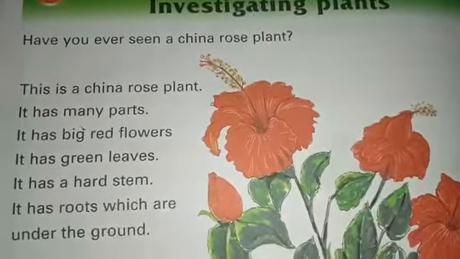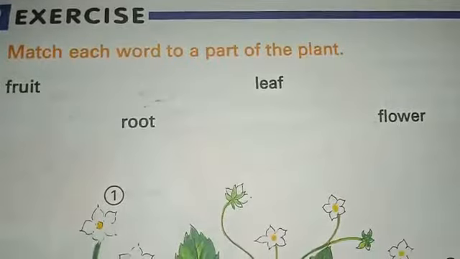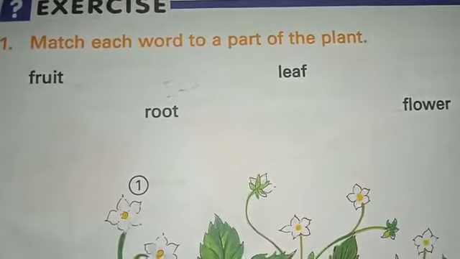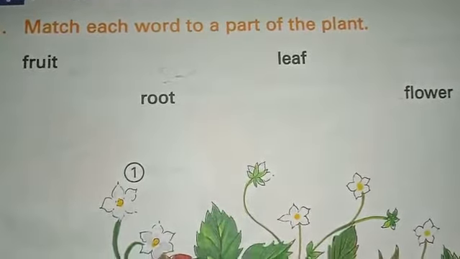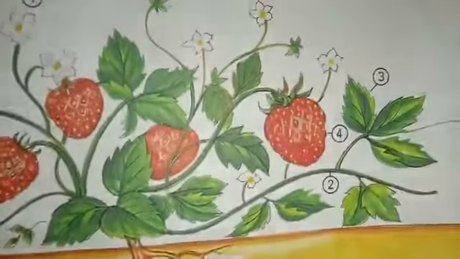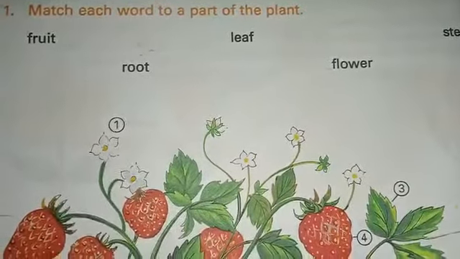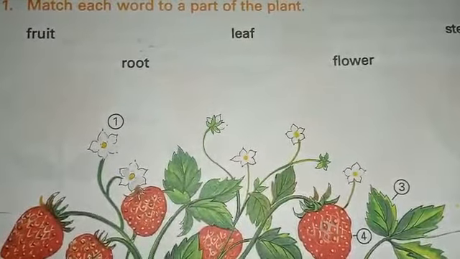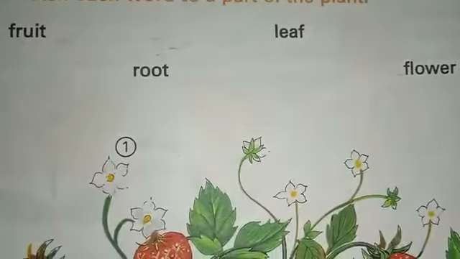So today we will do the back exercise of this chapter. So let's get started. Exercise question number 1: match each of the words to a part of the plant. There are some words written on the top and there is a diagram of the whole plant. So you have to match the word to a part of the plant. So let's get started. The first word is fruit.